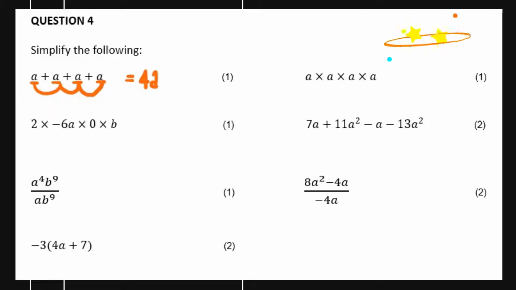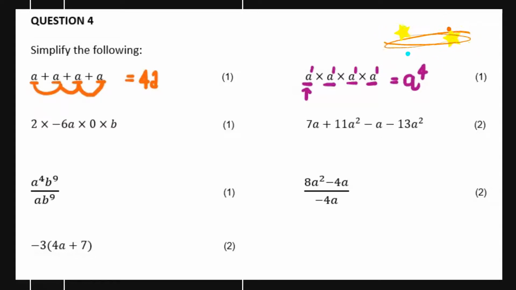The following question, we now have a multiplied by a multiplied by a multiplied by a. The rule states that when we multiply and the base is the same, in this instance the a's, which are all the same, we add the exponents. Even though the a's do not have exponents showing at the moment, we know that if there are no exponents, there is a 1. If we now add these exponents, we would have a to the power of 4.